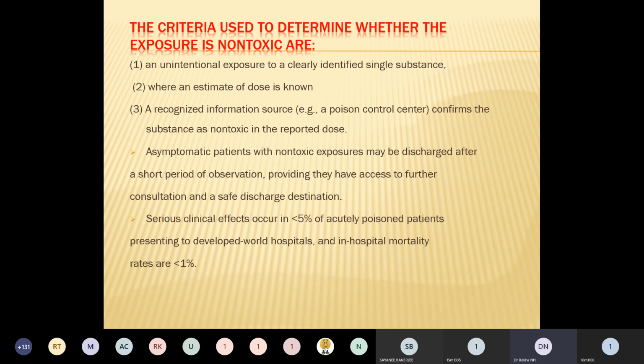Why should we know whether the substance consumed is toxic or non-toxic? Because most of these asymptomatic patients with non-toxic exposure may be discharged after a short period of observation, and we can even ask them to come on an outpatient basis. Serious clinical effects or morbidity and mortality occur in less than 5% of acutely poisoned patients presenting to the hospital, and inpatient mortality rate is less than 1%.